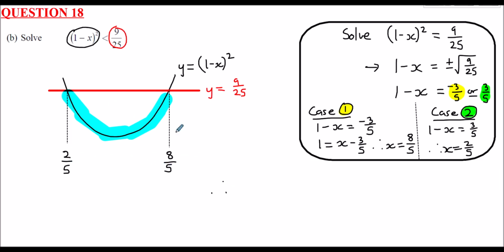So therefore, because this inequality doesn't have an equals bit underneath it, we need x to be strictly more than 2/5 and strictly less than 8/5. So therefore, we want x to be between 2/5 and 8/5. We could write it as 2/5 < x < 1 and 3/5. It's entirely up to you, but that's that question done. So that's question 18 sorted.